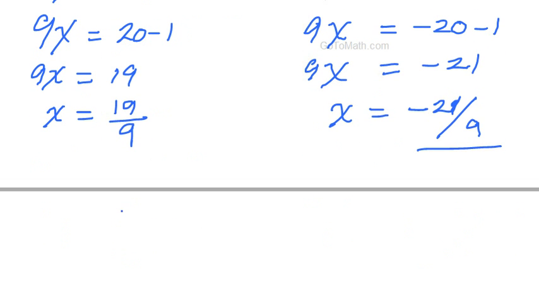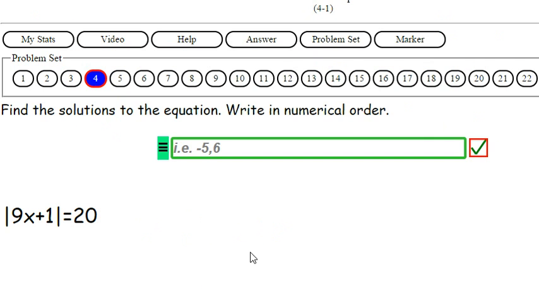So remember, in the green checkbox we're going to write our answer like such. It doesn't really matter, but that's just for this green checkbox. All right, -21 over 9, 19 over 9. Can we simplify that? I don't know.